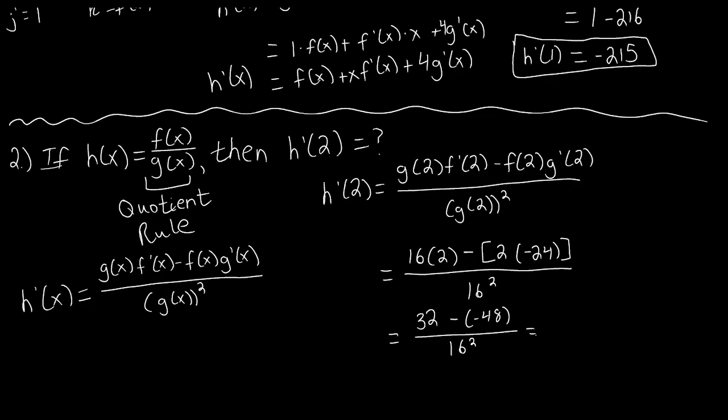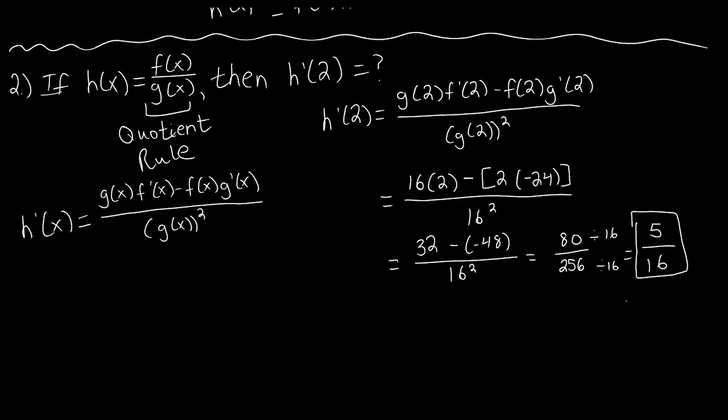So this becomes 32 minus a negative becomes plus. So 32 plus 48 becomes 80. And then 16 squared evaluates to be 256. And we know that both of these are divisible by 16. So in order to simplify this fraction, we get 5 over 16. So in this case of how h of x was defined, we've evaluated h prime of 2 to be 5 over 16. So now let's look at question 3.